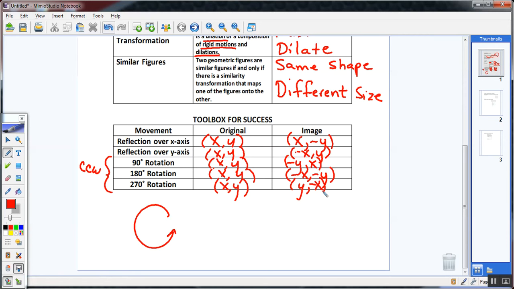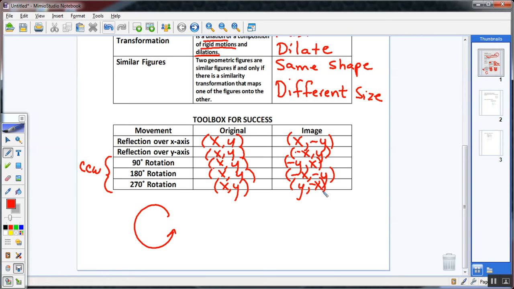Do you have those rules down? Okay. I'm going to tell you right now, that is going to save you a ton of headaches in this section to refer to. And I'll show you why here in a little bit. All right. So first things first, do you have the toolbox for success filled out?